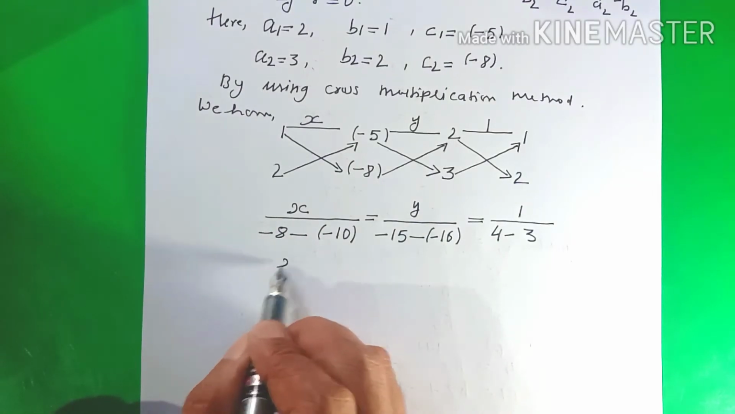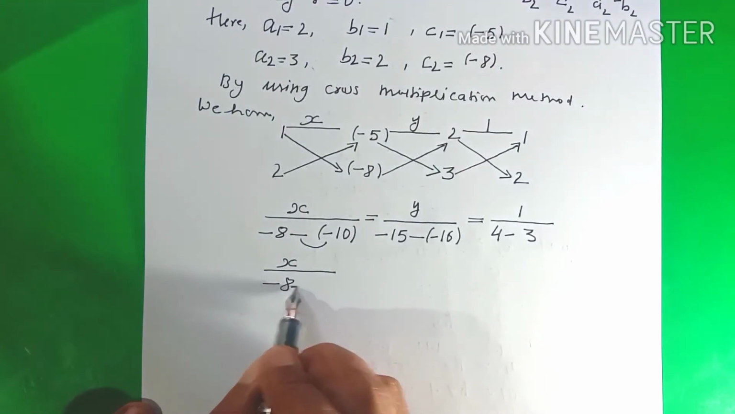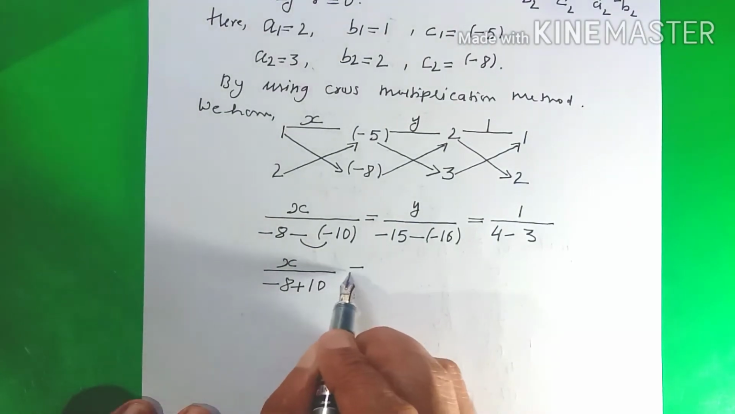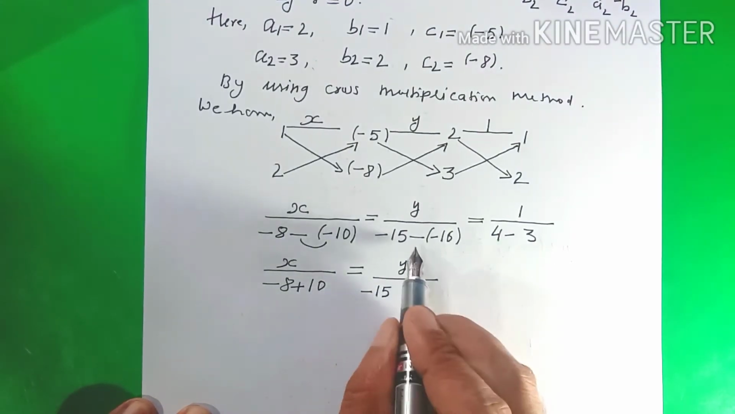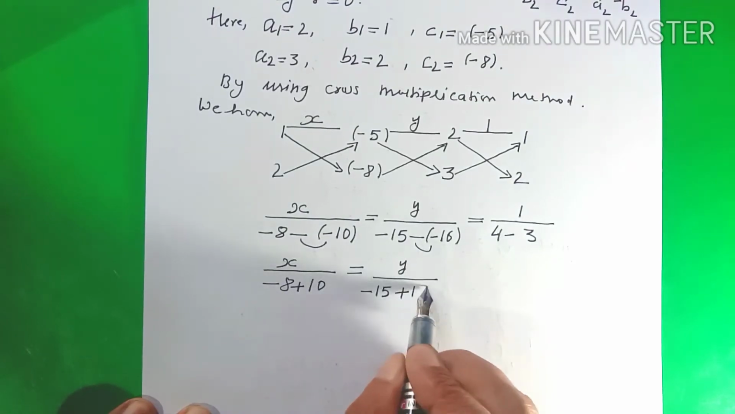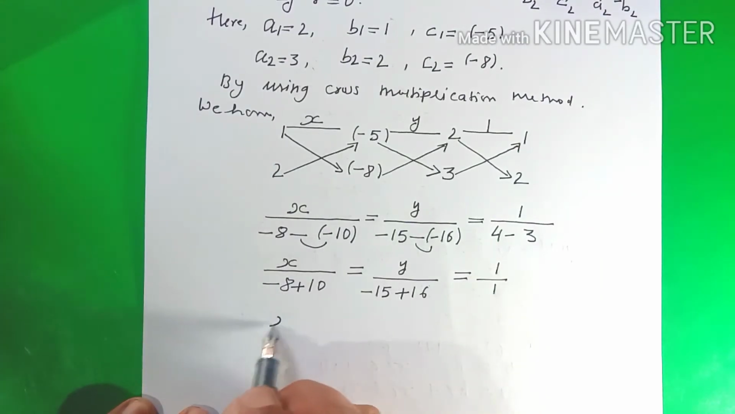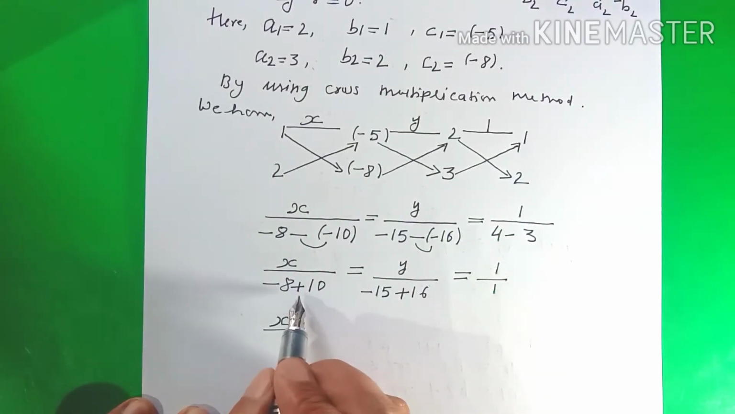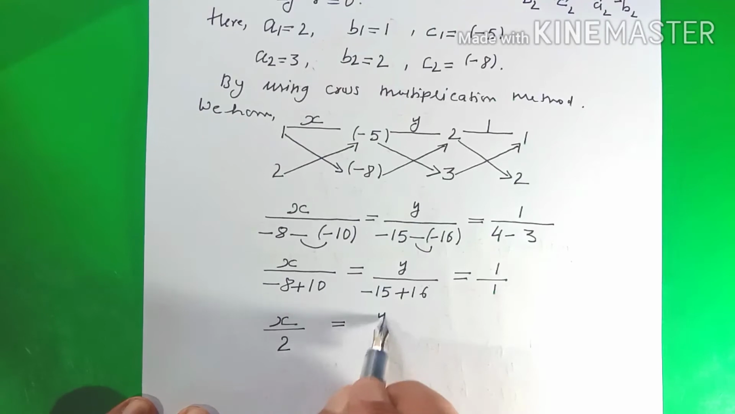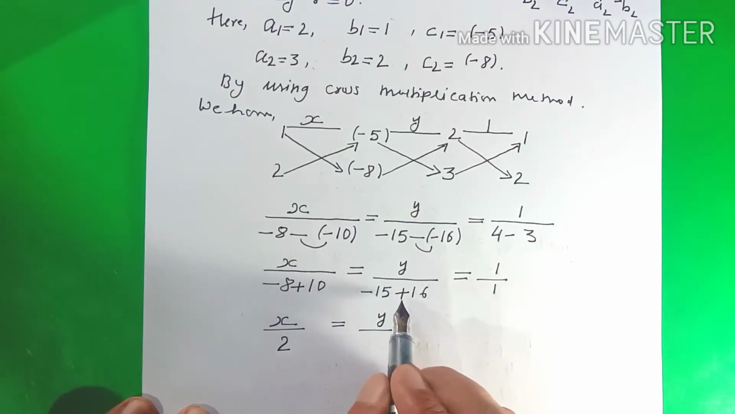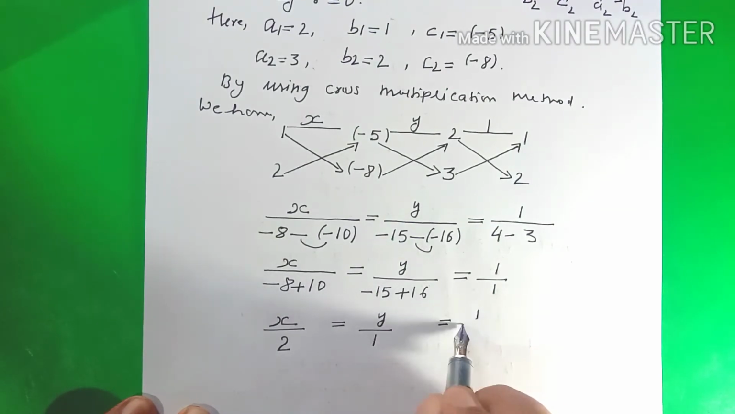The next step: x upon (−8 − (−r)... plus) we get 10, which is also equal to y divided by (−15 − (−r)... plus 16), also equal to 1 divided by 1. Then x upon (minus plus) will be −10 − 8 = 2, which is also equal to y divided by (minus plus) −16 − 15 = 1, also equal to 1 by 1.